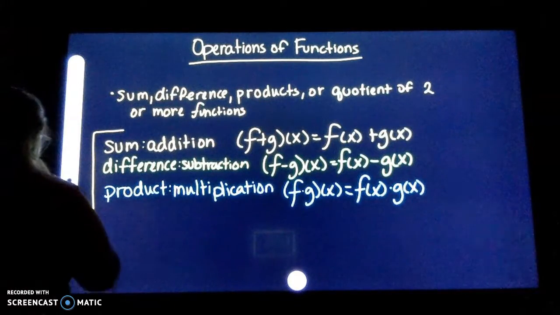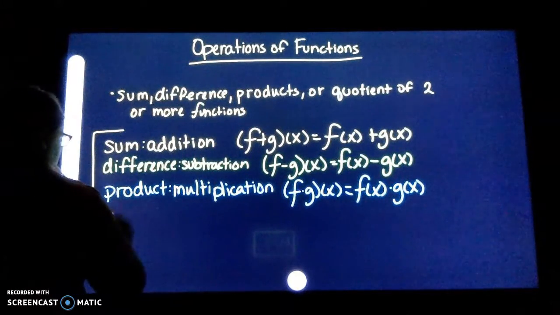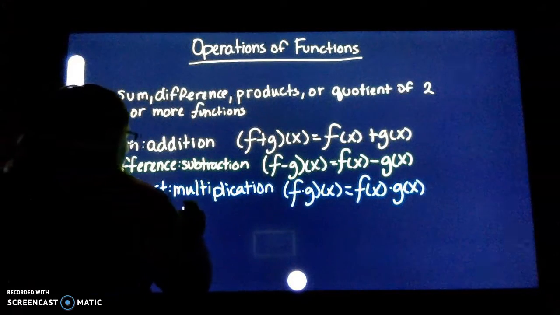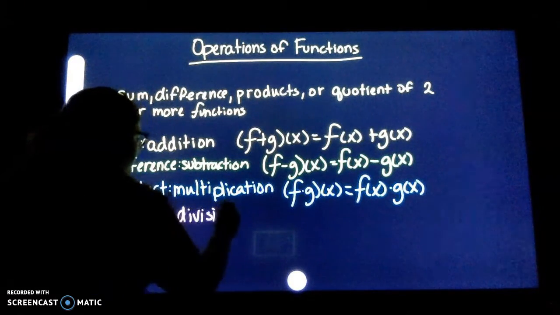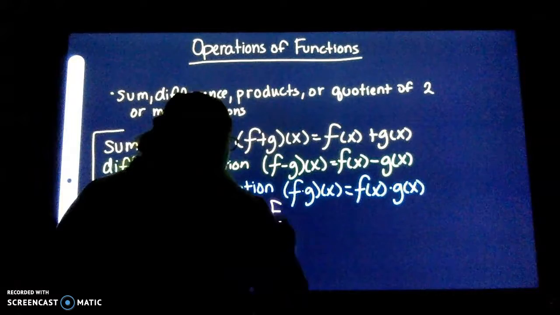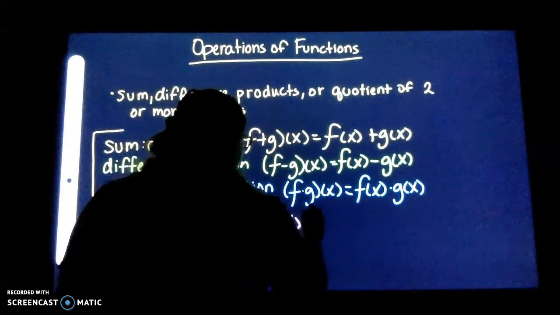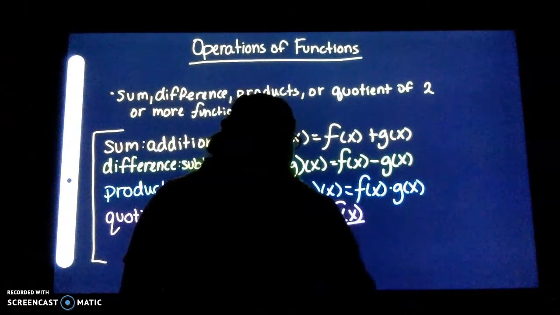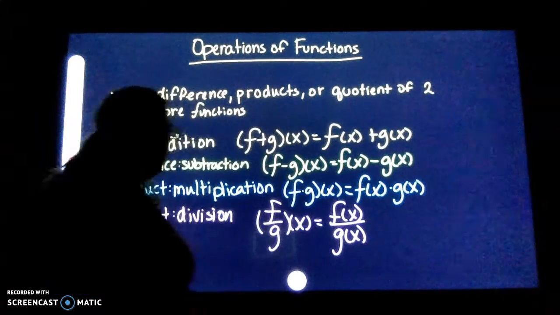The same thing also applies to the quotient of two functions. Quotient here is division. And if I have f divided by g of x, this is the same as my numerator solved at x divided by my denominator solved at x.